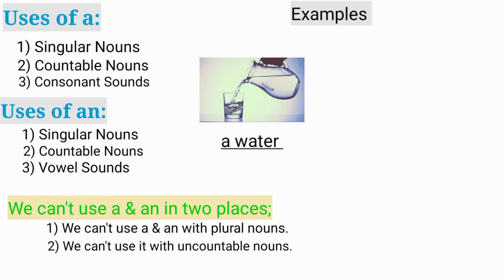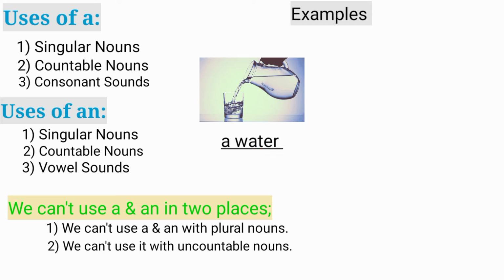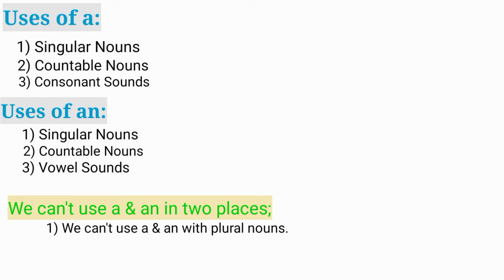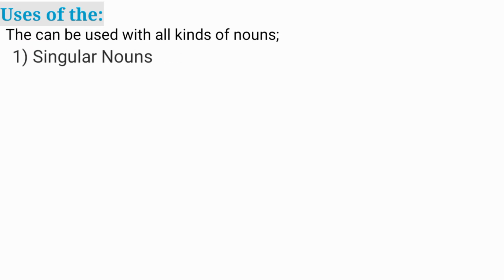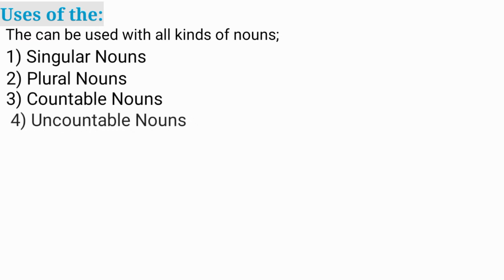Then we have a water. Now An we cannot put with water because this one is wrong, because water is an uncountable noun, and we mentioned that we put A and An with those nouns which are countable. Let's talk about the uses of The. The can be used with all kinds of nouns: singulars, plurals, countable and uncountable nouns.